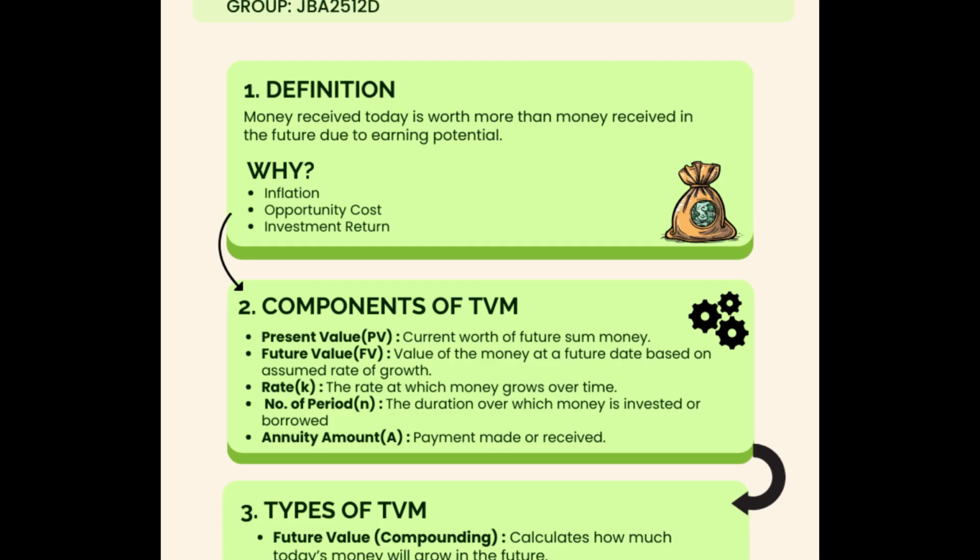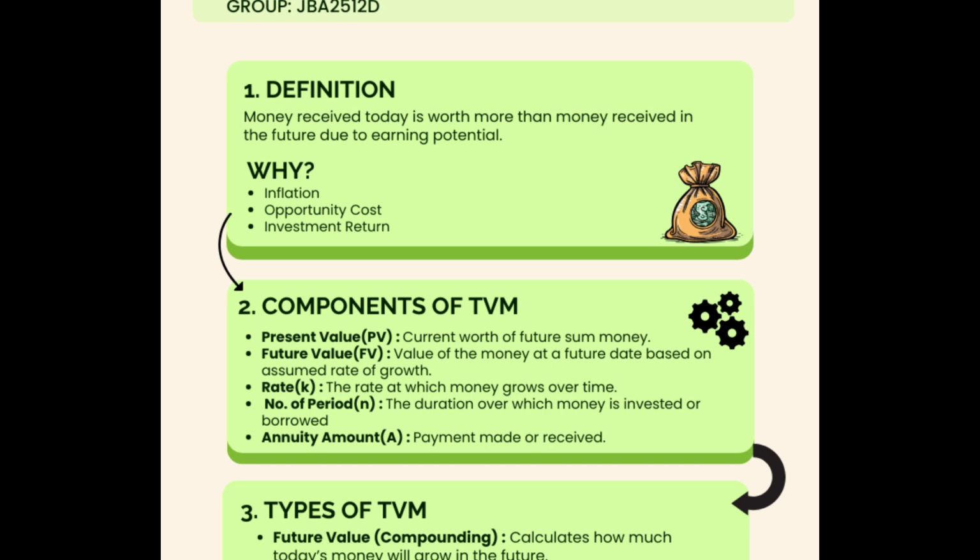Now let's take a look at the definition of time value of money. Money received today is worth more than money received in the future due to earning potential. So what is earning potential? Earning potential refers to the maximum amount of money that an individual can reasonably expect to earn over a specific period.